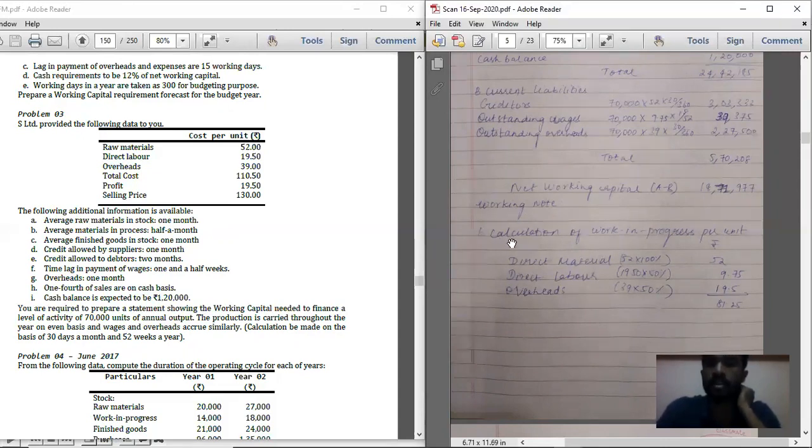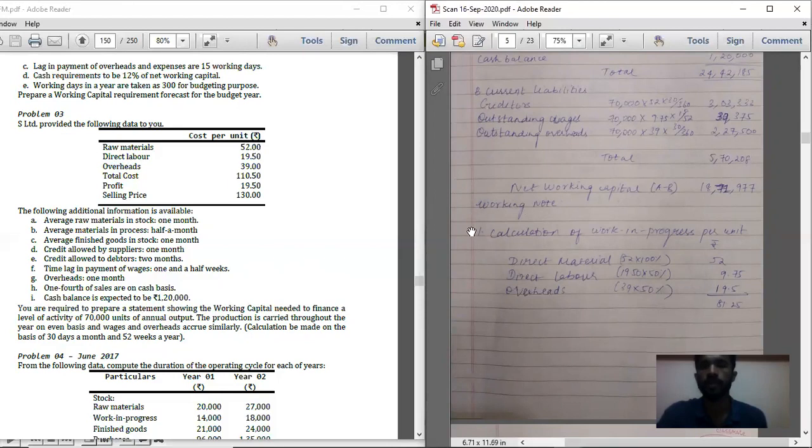Put the heading calculation of work in progress per unit. Below that, a 2-column table, particulars and amount. For work in progress, they haven't mentioned anything. So the assumption should always be material 100% and labor and other overheads 50%.